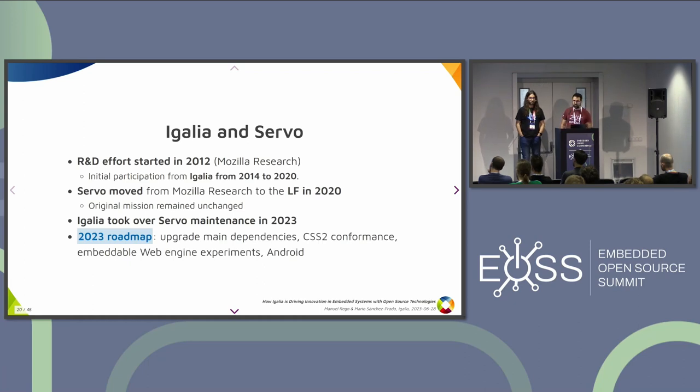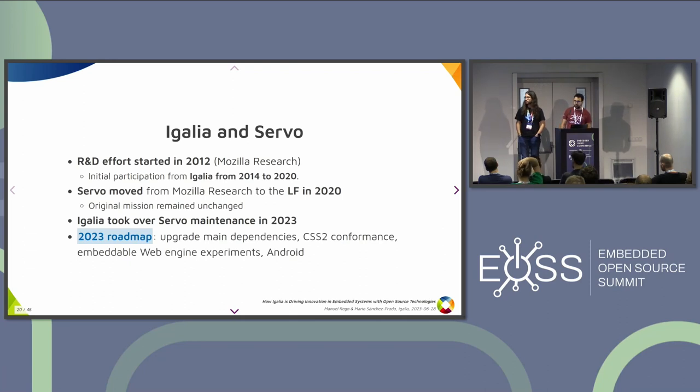And then in 2020, Mozilla stopped the work on Servo, and they transferred the project to the Linux Foundation. At that point, the mission for the project was still the same, nothing changed there. But the project was in a kind of basic maintenance mode for a couple of years, without a lot of activity. So this year, Igalia took over the maintenance of Servo, starting in January.